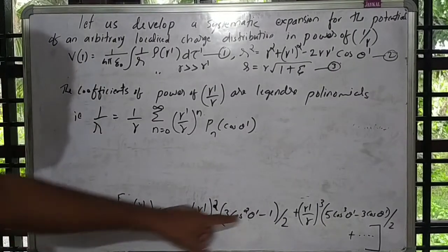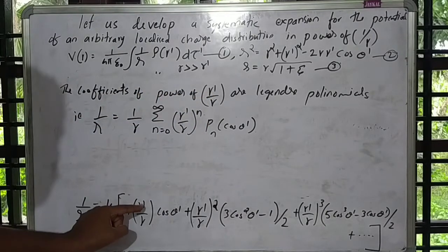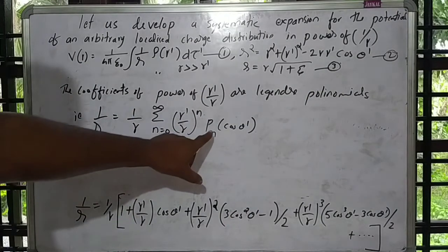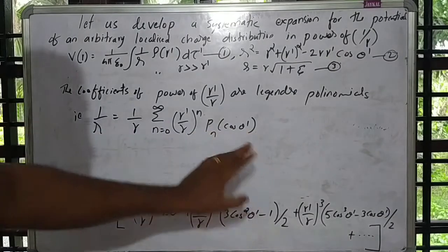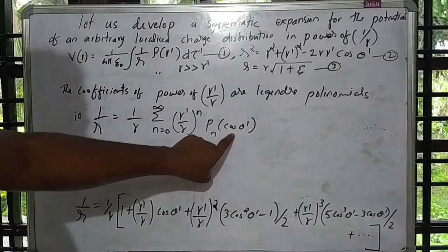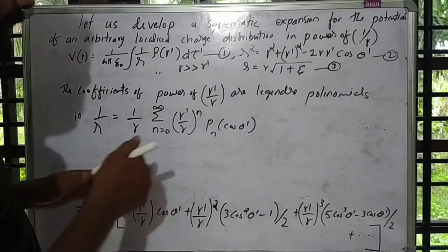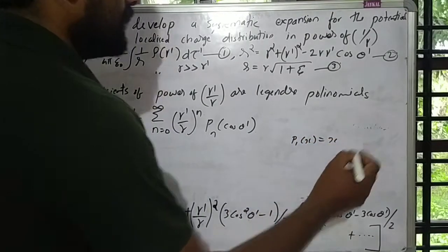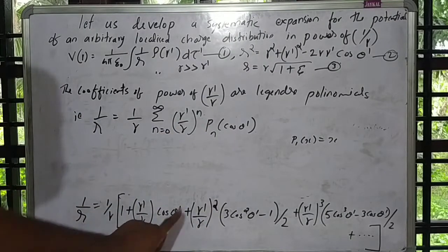Here, look at this relation. The coefficients of powers of r dash divided by r are Legendre polynomials. We know the Legendre polynomials are the sum over n equal to 0 to infinity of Pn of x, or here, instead of x, cos theta dash. So P1 of x is equal to x, that is the first coefficient. P1 of cos theta dash is equal to cos theta dash.